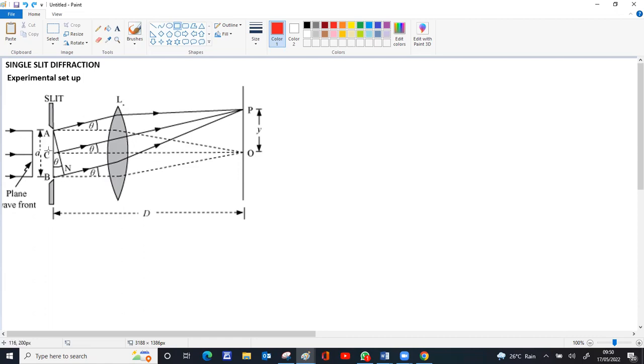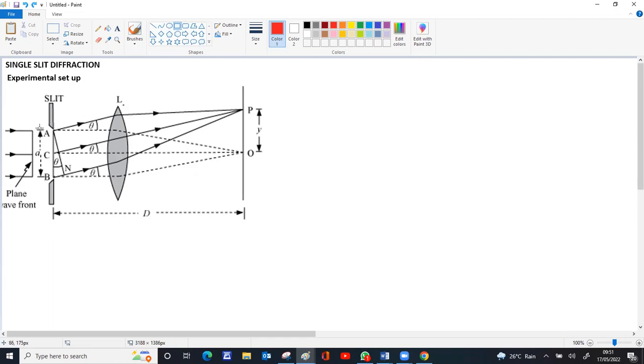The width of the slit is AB, which is small letter a. A and B are the top and bottom points of the slit. C is the central point. This is the screen placed at a distance capital D. OC is the perpendicular bisector to the screen and the slit, the central line.